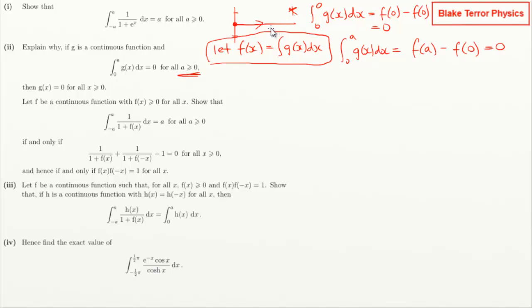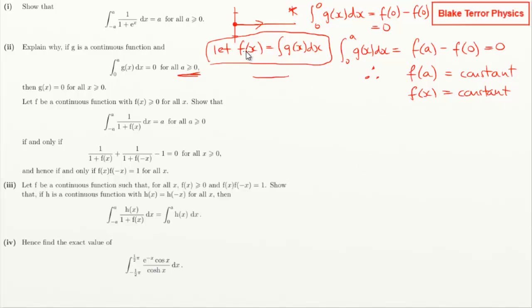But if f of a is equal to f of 0, it means that it's just constant, isn't it? It doesn't matter what value of a we've got. We're just getting a horizontal line. So f of a equals a constant, because f of 0 is a constant. Yeah, okay. We're dealing in x's really, so I could write that as f of x is a constant. It's the same thing.